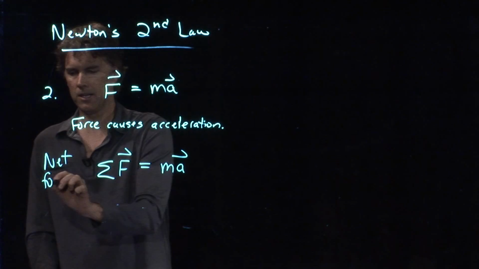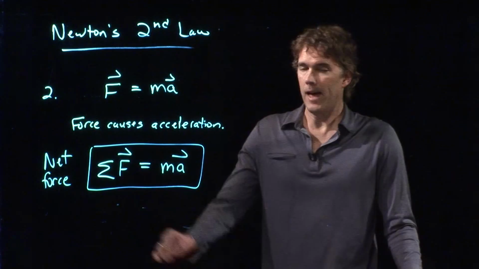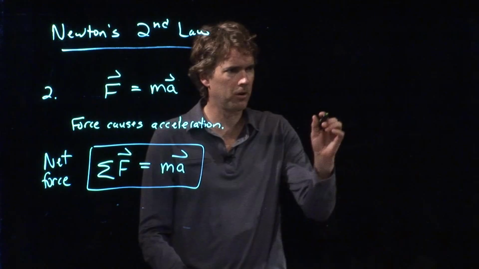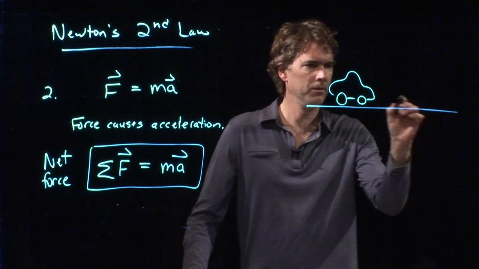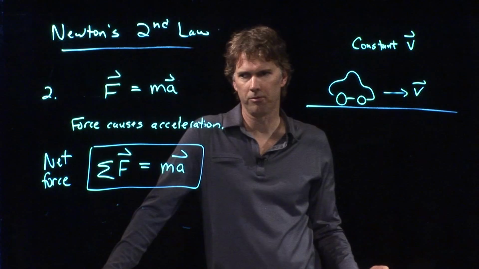And we have to take into account the fact that those forces are vectors. Okay, so this is the net force, or the vector sum of all the forces. And if that turns out to be zero, then certainly the acceleration is going to be zero. So in our example of the car driving down the road, let's see if we can think about what those forces are and how we might draw a free body diagram to represent that.